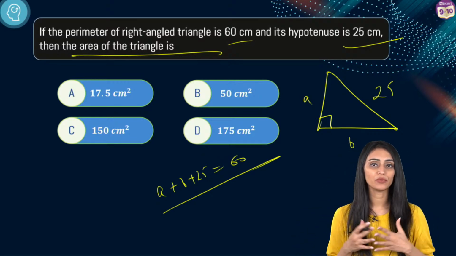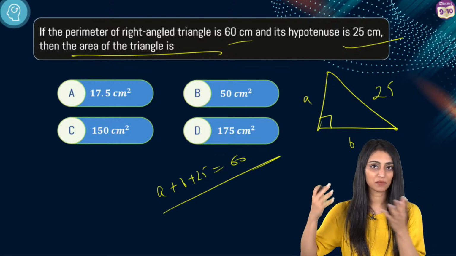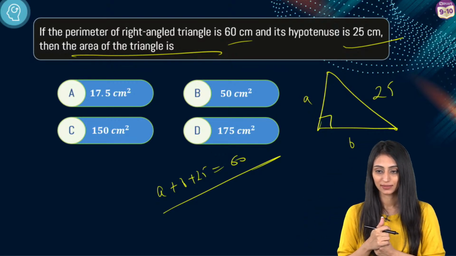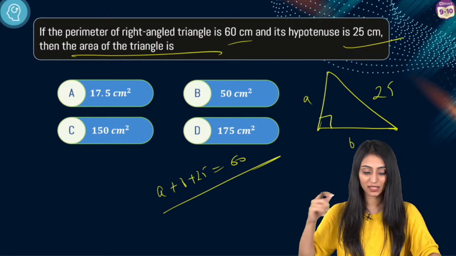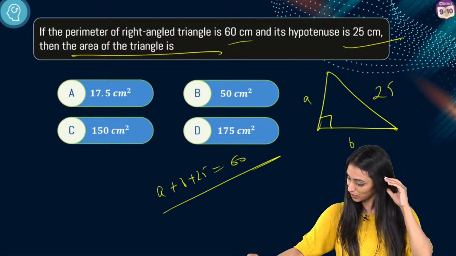For the area of the triangle, we would require the other sides, right? Because we need half times base times height. It's a right angle triangle. Yes, quickly, what should be the answer? Yashwant Reddy, 150 centimeters square.